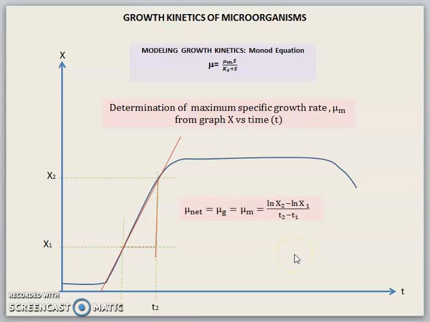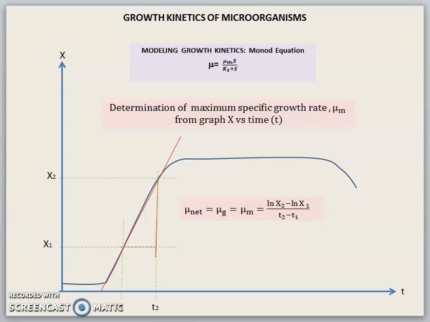Okay, so we know that in order for us to determine the mu maximum for a graph of x versus t, we need to learn the value of x. Each value of x needs to be learned in order to determine the mu maximum by using the equation of ln x2 minus ln x1, over t2 minus t1.